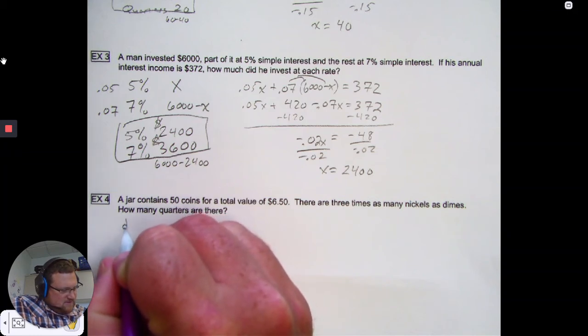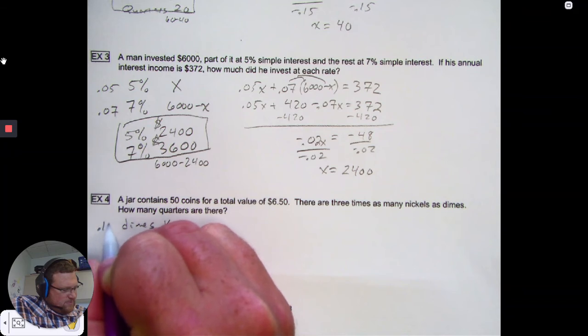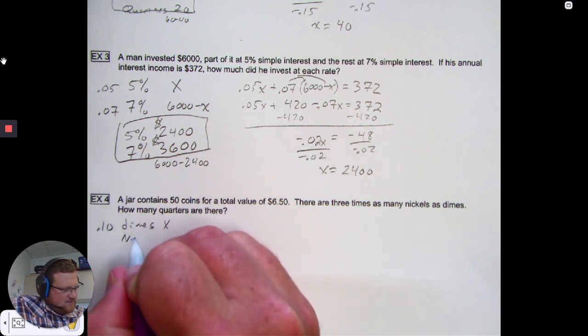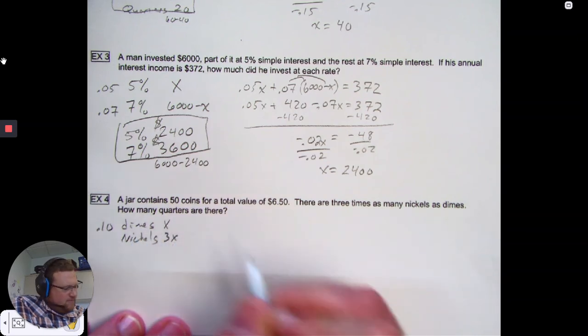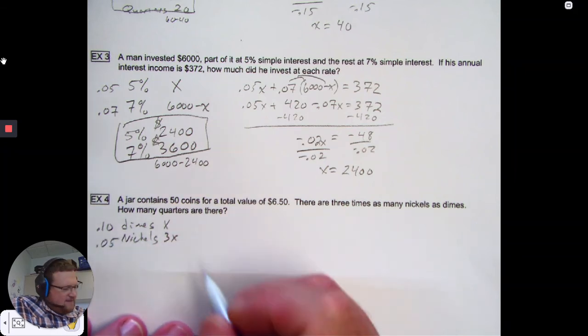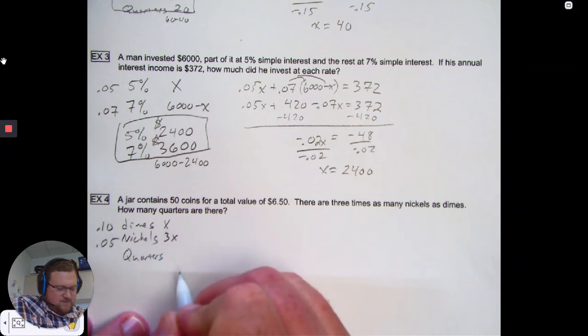So that means that our dimes is where we have to start, at x. That's worth 0.10 as we talked about earlier. We have 3 times as many nickels, so for nickels, we have 3x. Those are each worth 0.05. Now when it comes time to our quarters, which we're asked about, we now know that they're in there.